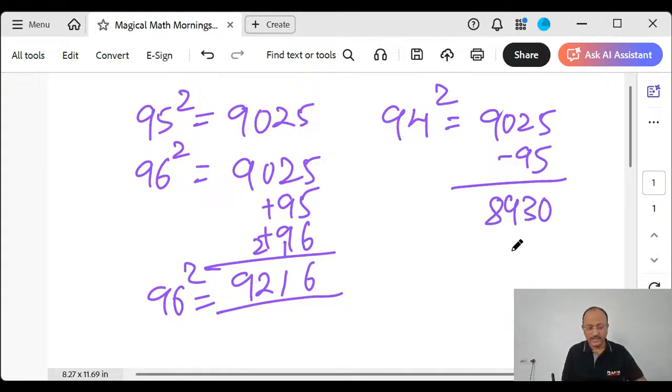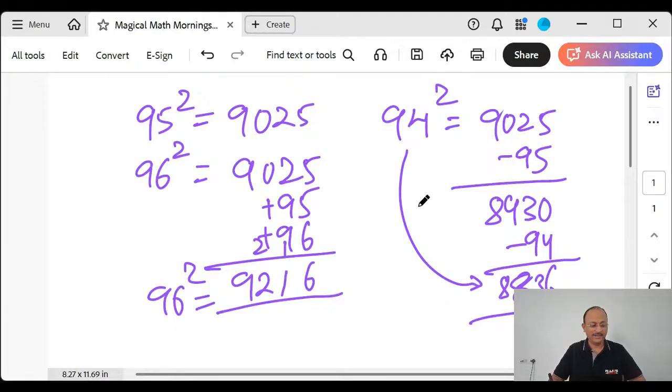8930. From that, I will subtract 94, the predecessor. What do you get here? 88. You will get 36. 8836 is the answer. This is 94 square. Simple.